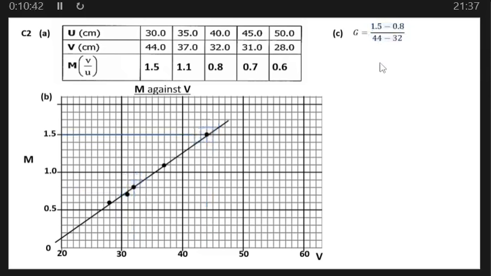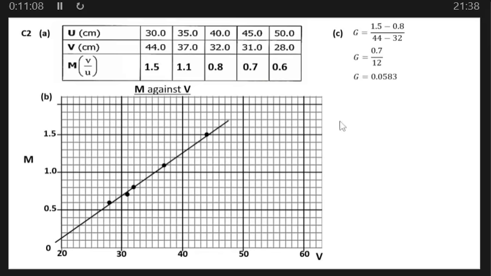Then from there, you subtract 1.5 minus 0.8, you get 0.7. Then 44 minus 32, you get 12. Then you divide 0.7 by 12, you get something like 0.0583. So this becomes your answer.